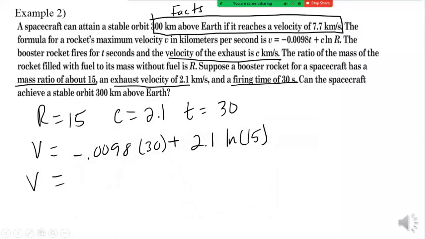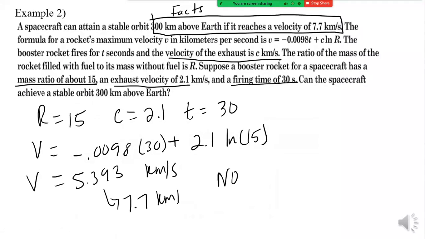So this is 5.393. And what did it say the velocity needed to be? It needed to be 7.7. What did we get? 5.93. So will the rocket reach 300 kilometers? No. That's because this needed to be 7.7 kilometers per second. So the answer is no. And that is it, my friends.